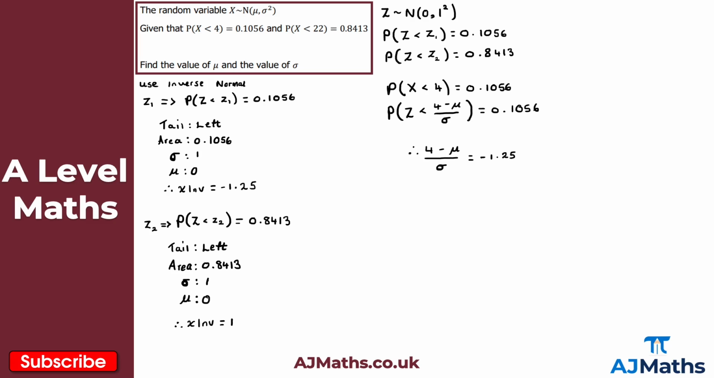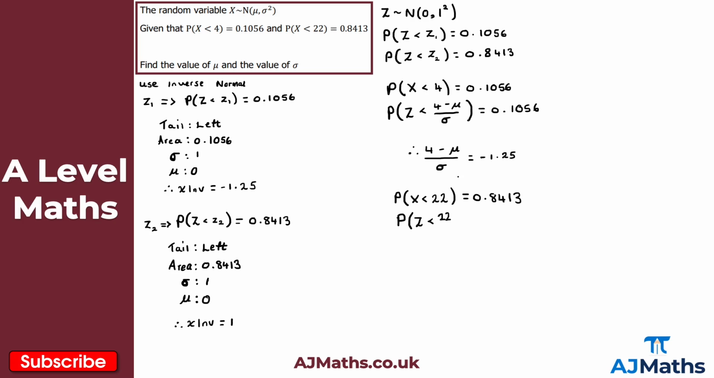We're now going to repeat this here for z2, this probability here. Okay. The probability then that x is less than 22. That's equal to 0.8413. So again, if we use our code in here and our standard normal variable, this is the probability then that z is less than, so x is 22.